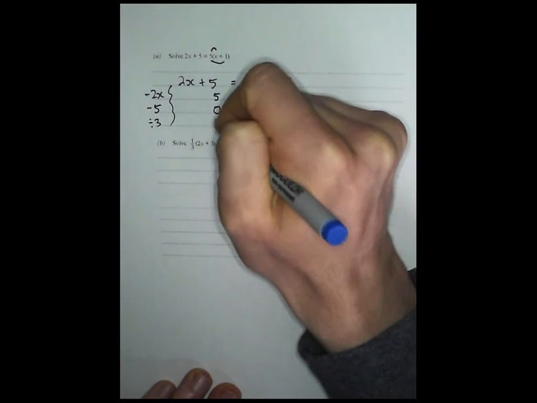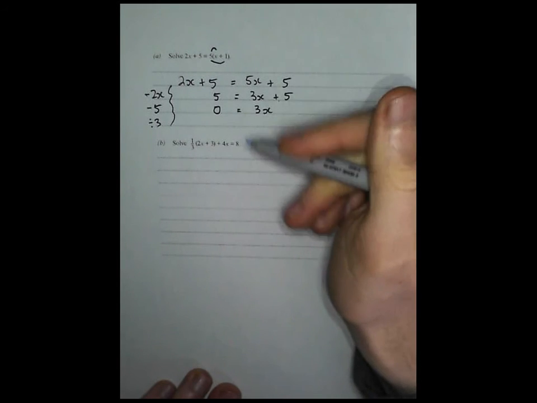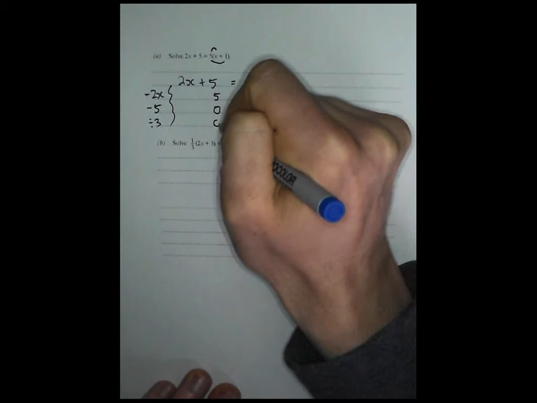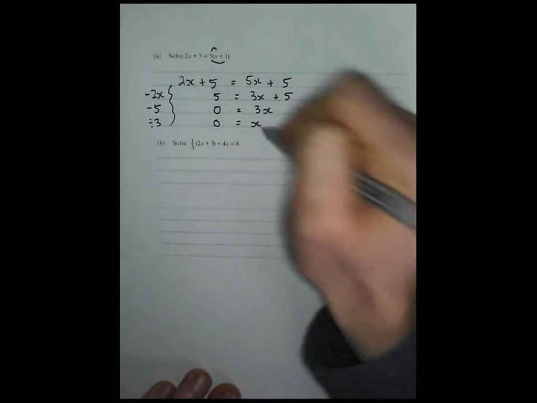So 0 divided by 3. Just be careful there. If you've got no sweets and you're trying to share them between 3 people, they're going to go hungry. They're going to end up with no sweets each. So x is actually equal to 0.